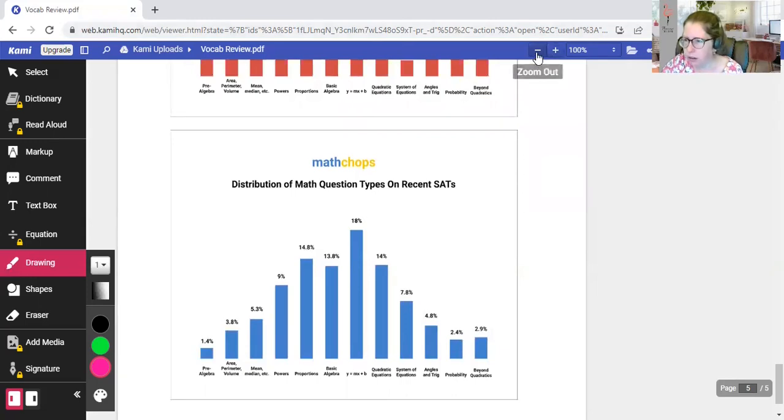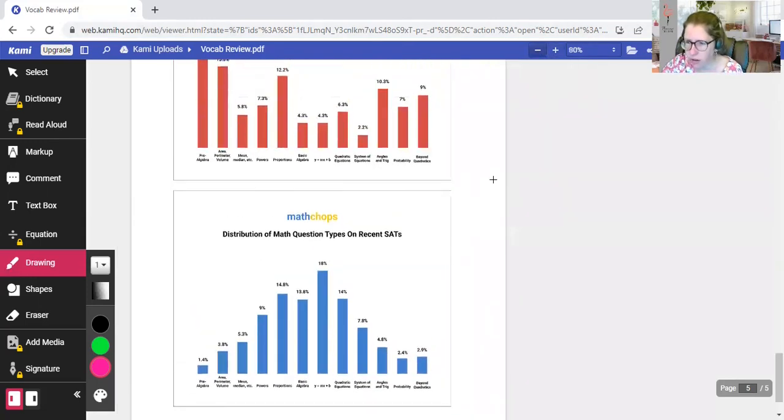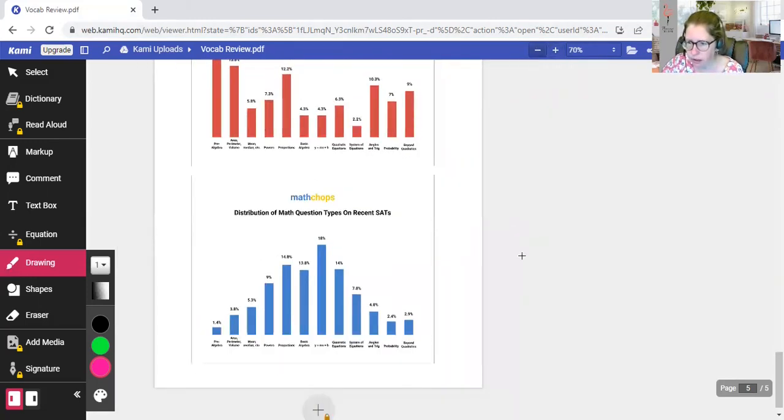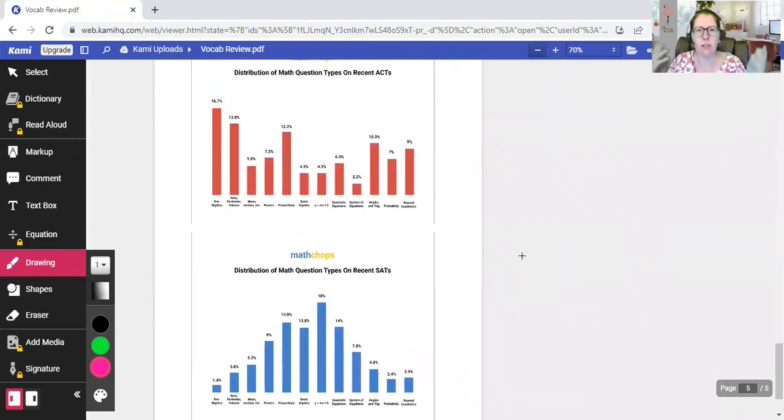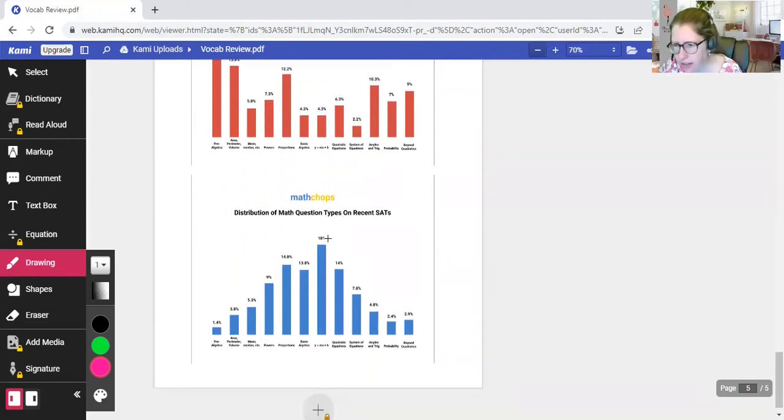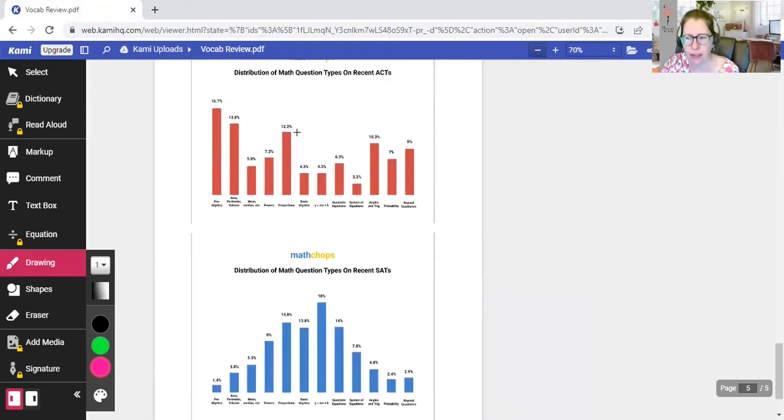So if we look, I'm going to go ahead and zoom way out so that we can compare the two. You can see that the tests, they both test math, but there's a little bit of a difference in the focus. With the SAT, there is a ton of y equals mx plus b. All right, ACT, it's not so much. With the SAT, they love some proportions, as does the ACT. But if we look at the ACT, we can see that pre-algebra is a big moment for them. Also area, perimeter, volume, that geometry I was talking about.